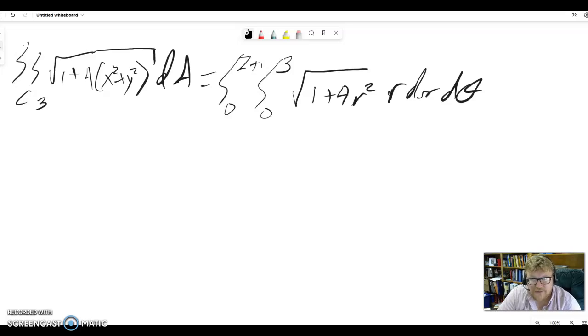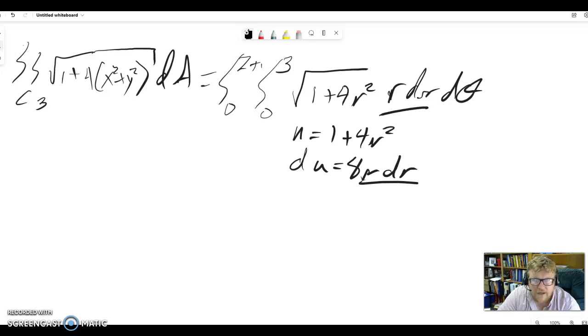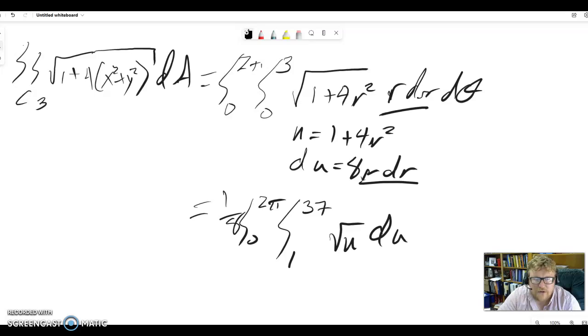Next, I'm going to do a U-substitution. I'm going to do here u equals 1 plus 4r squared, then du will be 8r dr, so I have the r dr here, so I'll just need to divide by 8, so I get 1/8, 0 to 2 pi. Now the integral goes from r is 0, r is 3, so now we'll do u is 1 and u is, let's see, 9 times 4, 36 plus 1, 37. And then that's the square root of u, du, and a d theta.